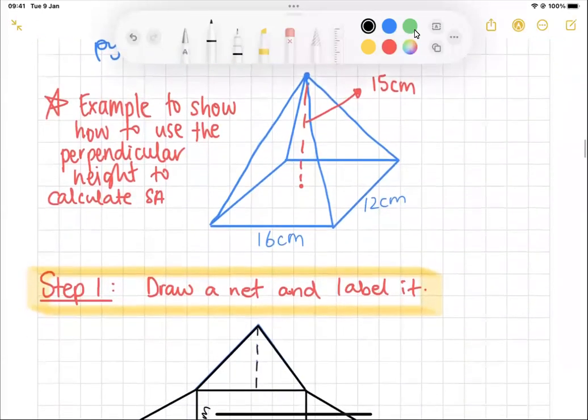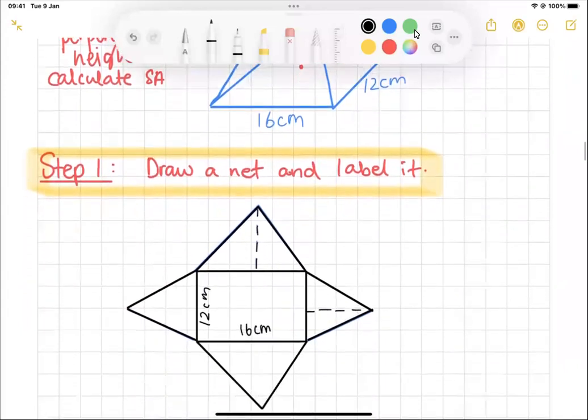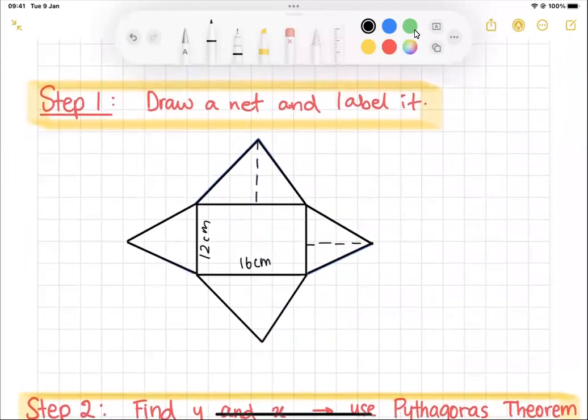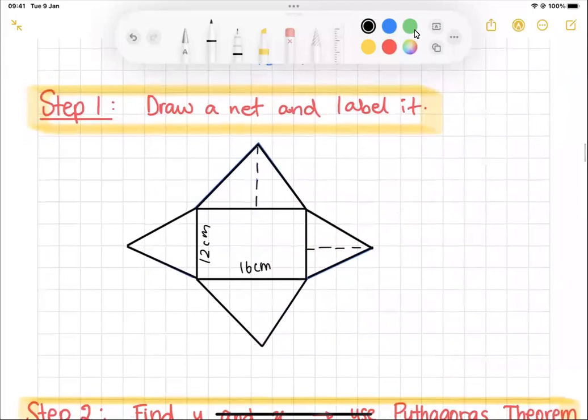Now, to figure this out, again, step number 1, draw a net, right, and label it. The length and breadth of this rectangle is 12 and 16. Now, there's a few things that I'm missing, okay? So I'm going to label it. Before I do that, I'm going to label which one is T1 and which one is T2, right? Two different triangles of different bases.